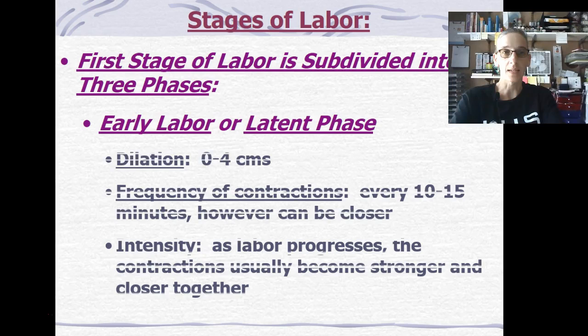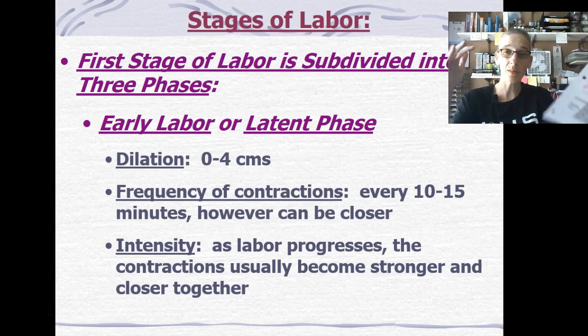All right, it's subdivided into 3 phases. We've got our early or latent phase. Know the latent phase. Dilation is only 0 to 4 centimeters during this latent phase. Your contractions are about every 10 to 15 minutes. Could be closer, but about that time. And then as labor progresses, the contractions become stronger and closer together.